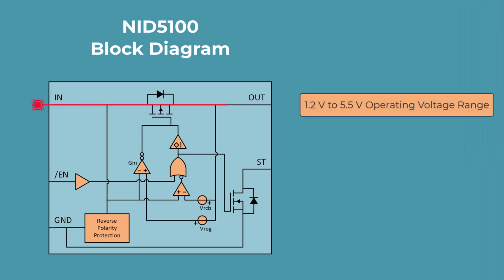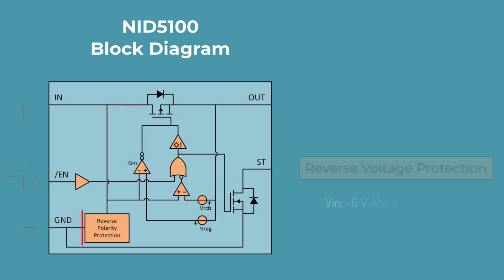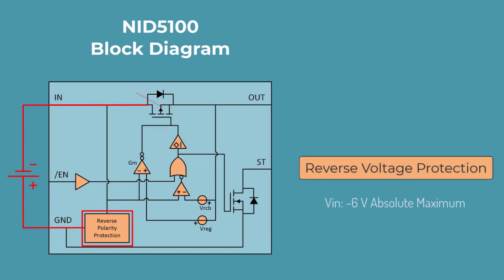The input voltage operating range is 1.2 to 5.5 volts. The NID5100 also has reverse voltage protection up to -6 volts at Vin. This prevents reverse polarity conditions from damaging any of the devices connected at the NID's output.